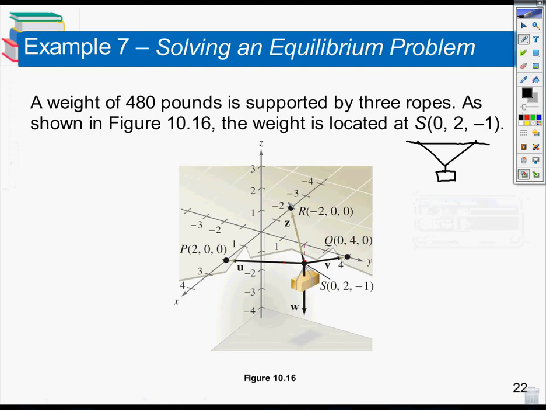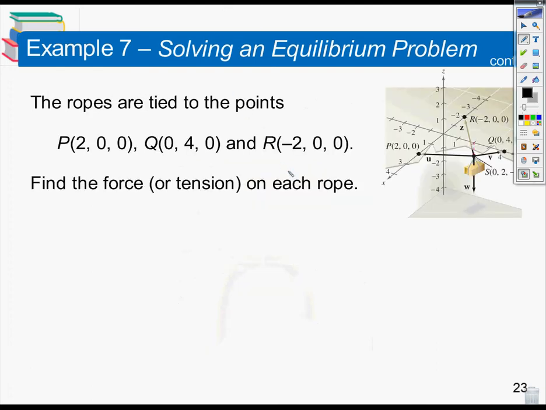Alright, so we have all these different points where the wires are connected, and we have a specific point in space where the weight is getting pulled down. Let's remember that the weight is 480 pounds, and that this point here is 0, 2, -1. I do believe that I've put this picture on the next page where I'm going to do all the work. Yeah. Alright, so these are the points where it's connected.